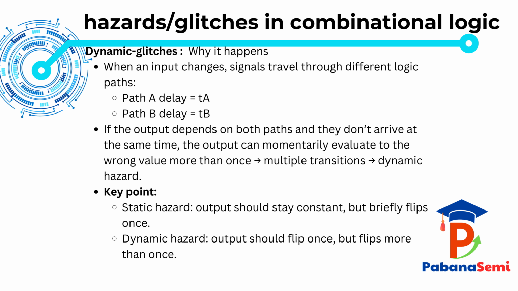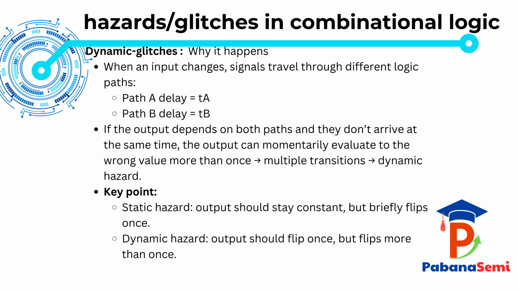Now, if the output depends on both paths, meaning the logic reconverges, the output may temporarily evaluate to the wrong value. First, one path affects the output. Then another delayed path changes it again. Then yet another path corrects it. As a result, instead of switching once, the output may toggle multiple times before finally settling. That is the essence of a dynamic hazard.